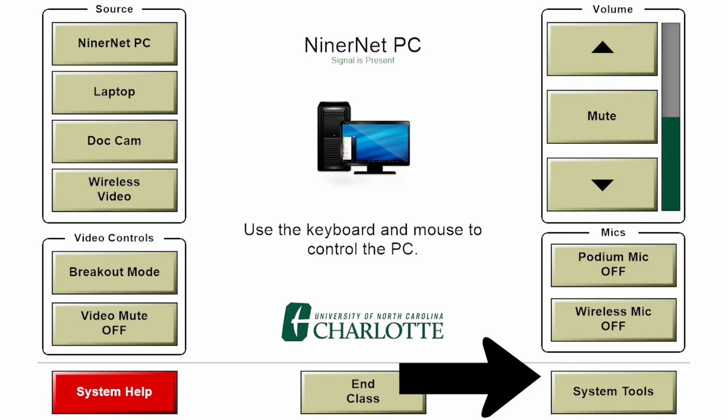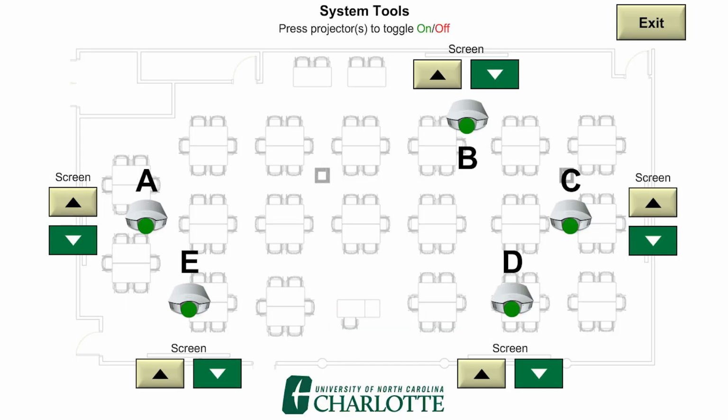On the bottom right of the screen, there's a button labeled System Tools. When you press this, options for the projectors will be shown. This allows you to turn the screens on and off, move them up and down, or mute the video to each of them individually.